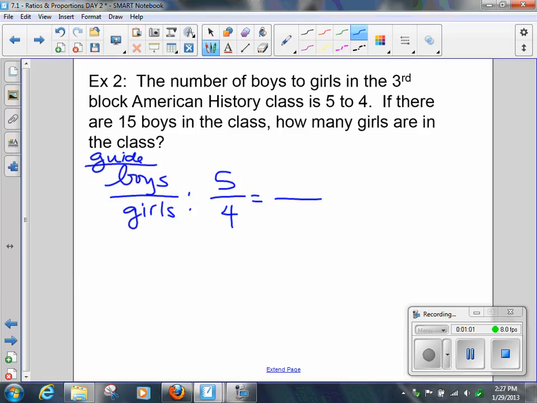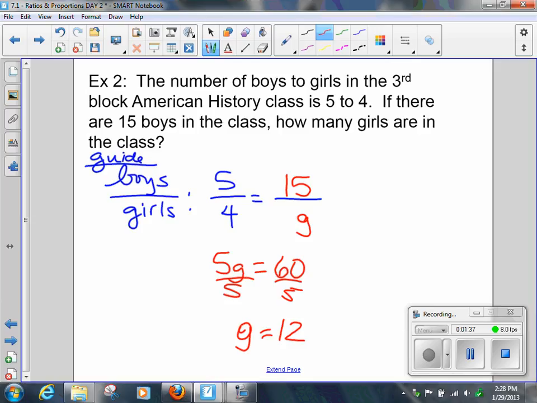This is my actual working proportion. If there are 15 boys, where am I going to put 15? Because that's where boys is in the guide, okay? Now, how many girls are in class? Well, you can put G, you can put X, put Y, I don't care what you put. But can you solve that proportion? Heck yes, 5G is equal to 60. Divide both sides by 5, what do you get? 12. There are 12 girls in that class. Do you agree?